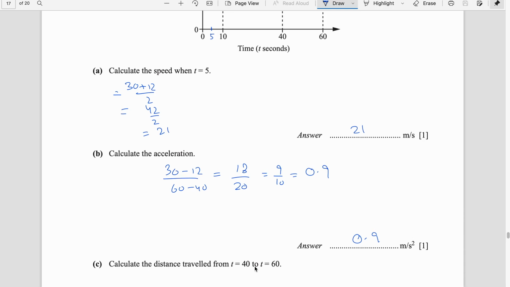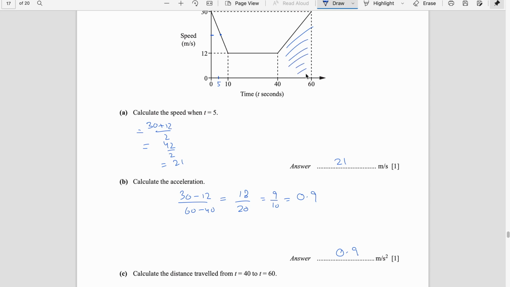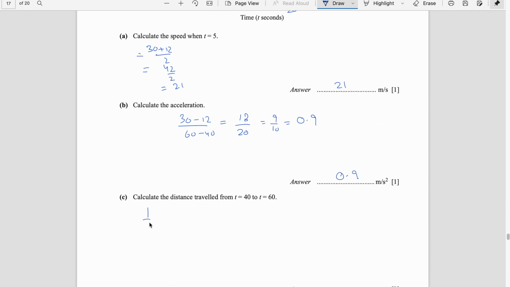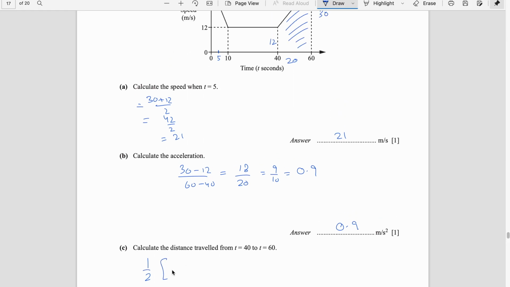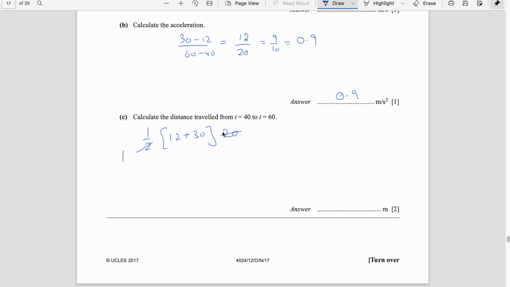Calculate the distance traveled from 40 to 60. So from 40 to 60, it is a trapezium, which is 20 on this side, 30 on this side, and 12 on this side. So 1 by 2, sum of parallel sides into height. Sum of parallel sides are 12 and 30. Height is the distance between parallel lines, 20. So 1 by 2 times 42 times 20, that is 42 times 10, which is 420.